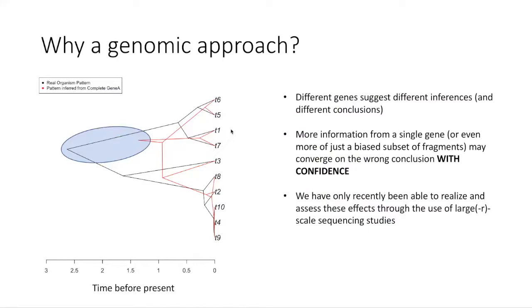Likewise, if you have more information from a single gene, or a subset of fragments that happen to be biased, you can converge on the wrong conclusion, but with confidence. And so the challenge as we move into the genomics era is making sense of all of this noise in such a way that we can make accurate, biologically meaningful inferences while still making the best use of the data that we possibly can.